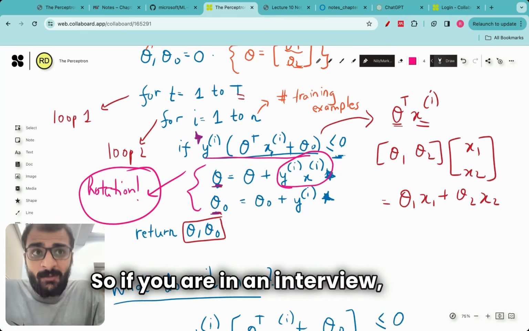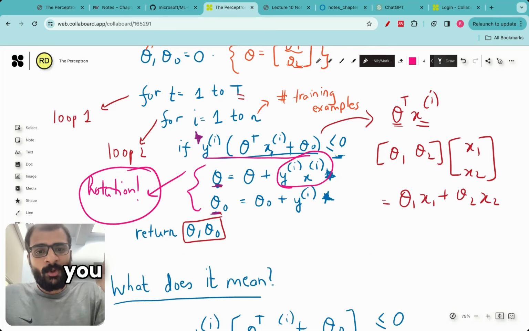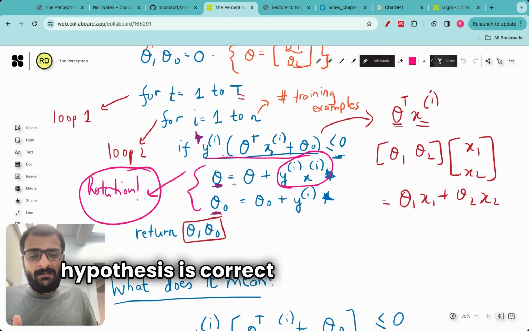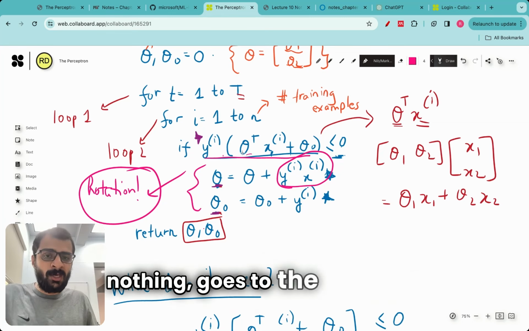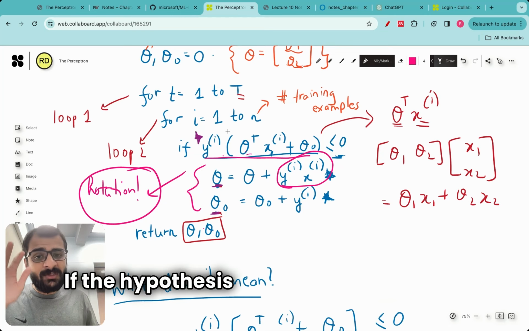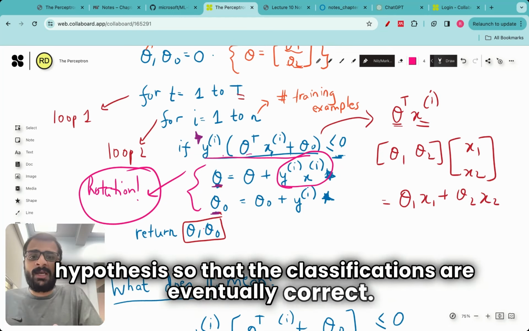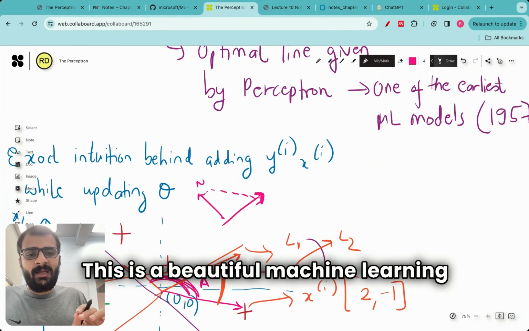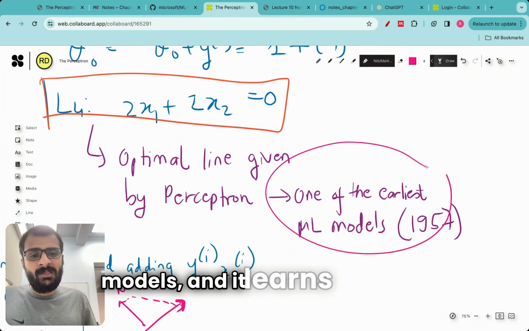So if you are in an interview and the interviewer asks you what the perceptron is doing, you can say that first it checks whether the hypothesis is correct for each point one by one. If the hypothesis is correct, it does nothing, goes to the next point. If the hypothesis is wrong, it rotates the hypothesis so that the classifications are eventually correct. That's it. This is a beautiful machine learning algorithm, which is one of the oldest ML models, and it learns on its own.